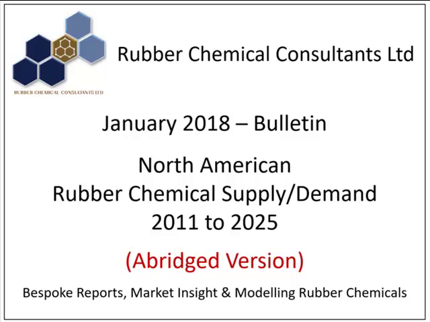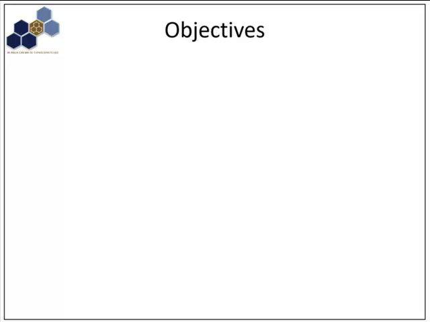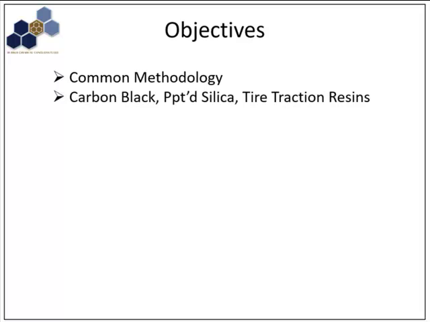Further information is provided in Rubber Chemical Consultants January Bulletin, which is available by request from the white paper page on the website. The objectives of this video are as follows. Provide an overview of Rubber Chemical Consultants' common methodology shared across different rubber chemical groups. Show example data for 3 rubber chemical groups with differing market drivers and analysis requirements. The chosen examples are furnace carbon black, precipitated silica, and tyre traction resins.